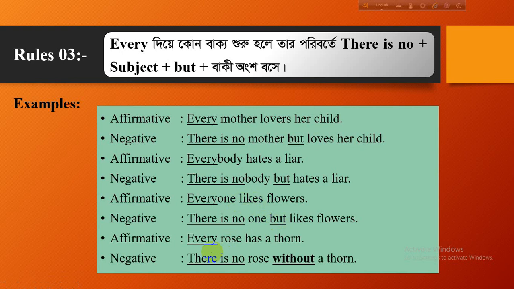So here the last example is an exception. If there is in the beginning of a sentence, we have to use there is no plus subject plus but. This is an exception of every. So the last sentence will be the exception. Every rose has a thorn. The answer will be there is no rose without a thorn.